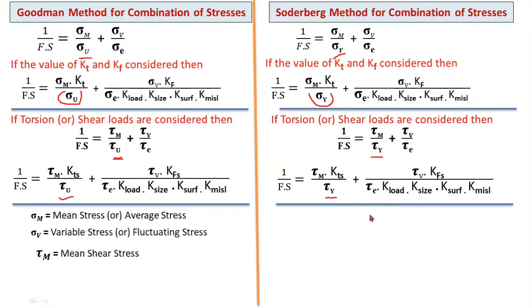Sigma m is the mean stress or average stress, sigma v is the variable stress, tau m is the mean shear stress, and tau v is the variable shear stress.